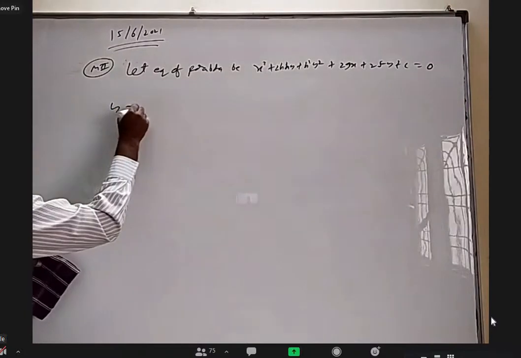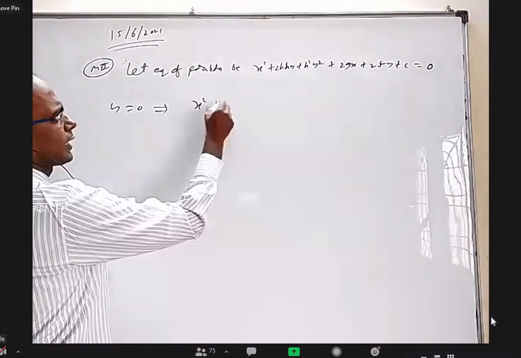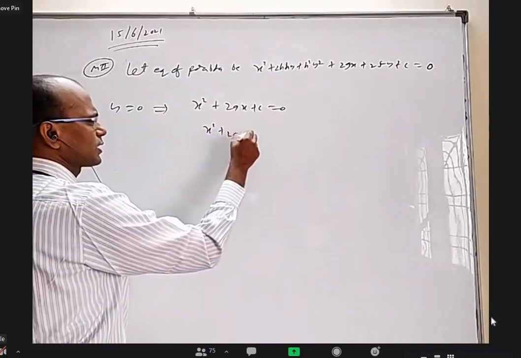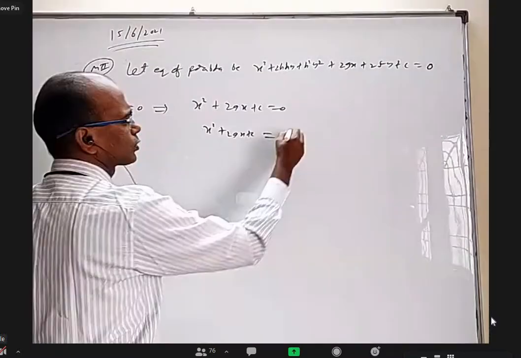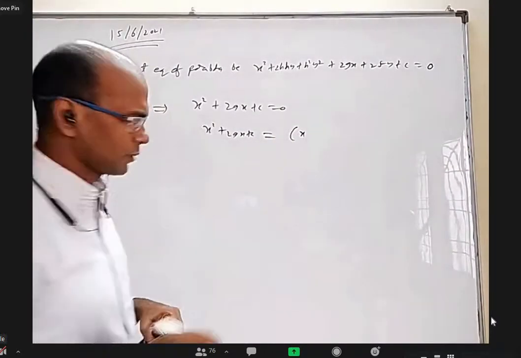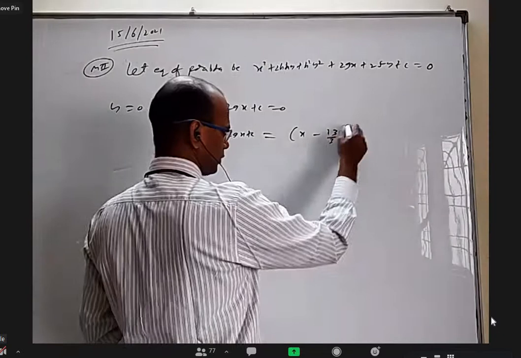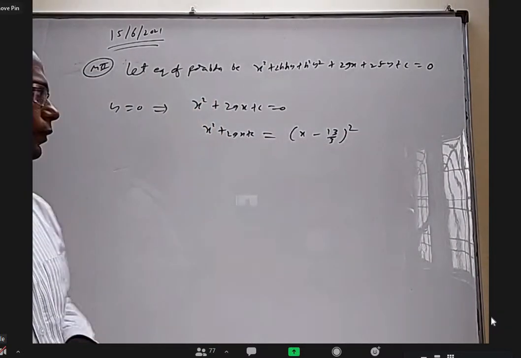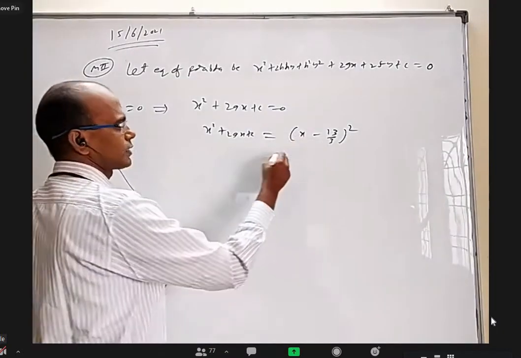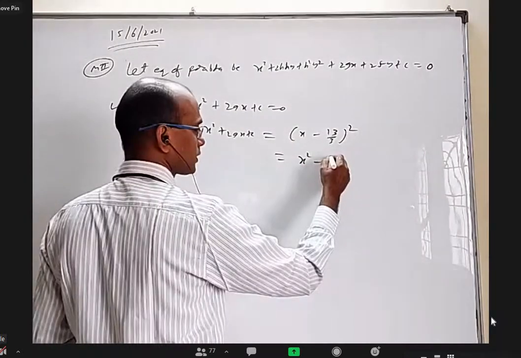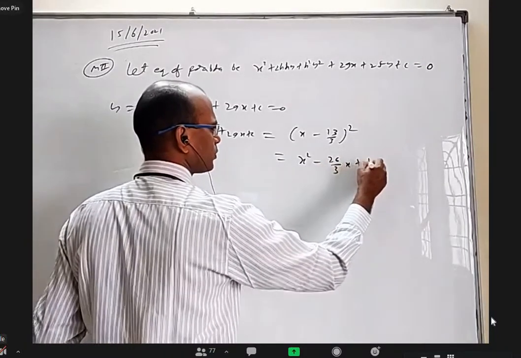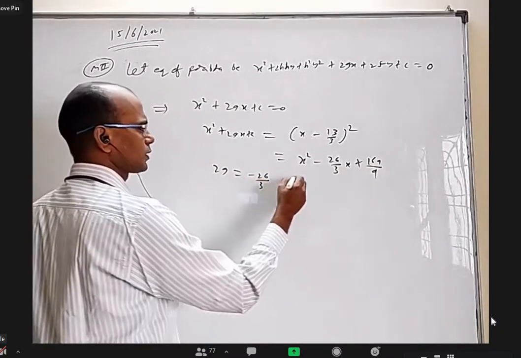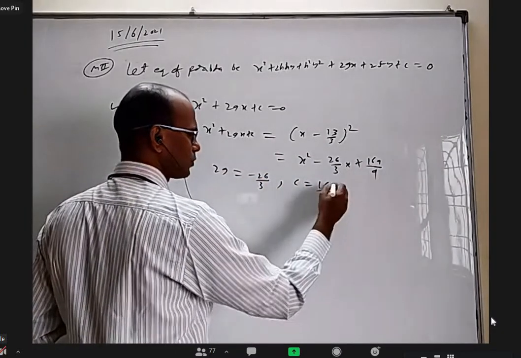So when I put y equal to 0, it should become x square plus 2gx plus c equal to 0. And that x square plus 2gx plus c should be equal to, what is that x-intercept? 13 by 3. So (x minus 13 by 3) whole square. Am I right? Yes, sir. Okay. That's it. I'll get g value and c value. x square minus 26 by 3 x plus 169 by 9. So 2g is equal to minus 26 by 3 and c is equal to 169 by 9.